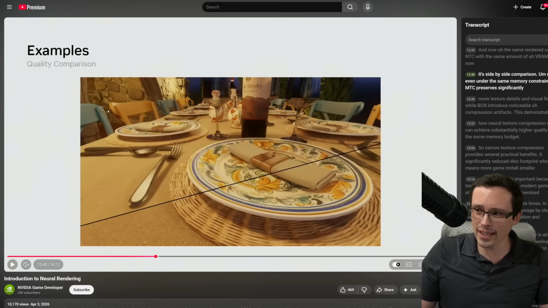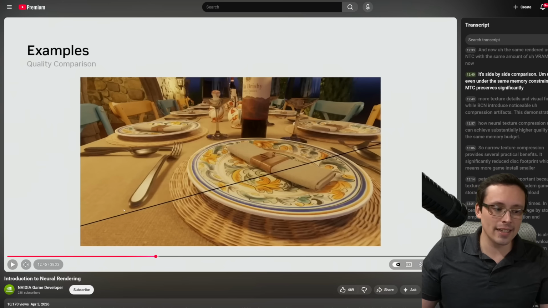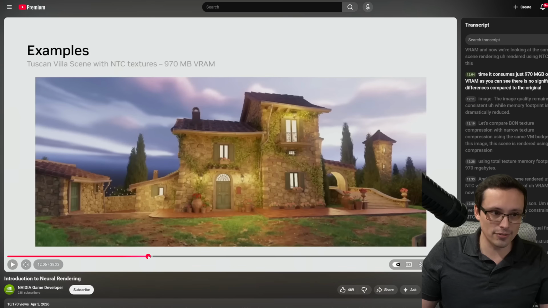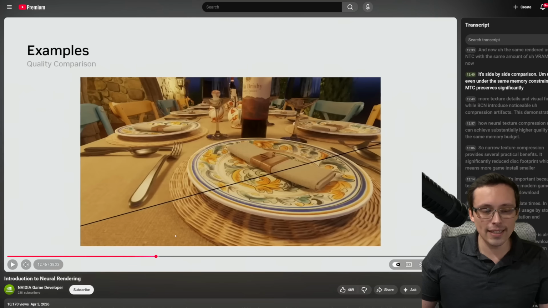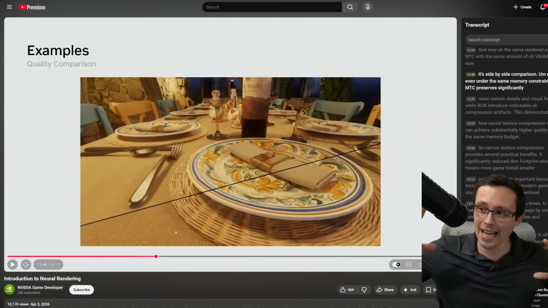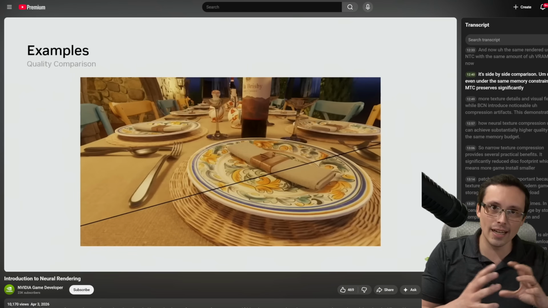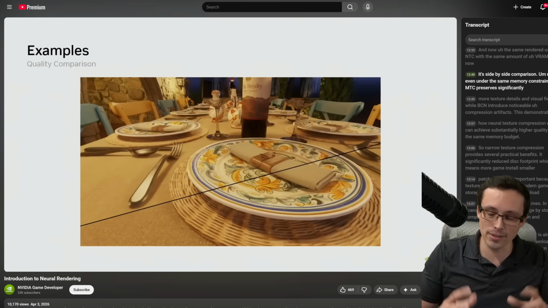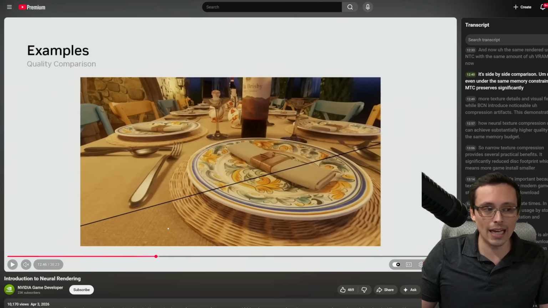Now, they're also mentioning that you could think of this as taking roughly the same quality at a smaller memory footprint. Or if you run it at an equivalent memory amount, you can get more detail out of the neural version compared to the BCN, I think is what they're trying to say here when rendering using the same amount of VRAM. So that's what we're looking at here.